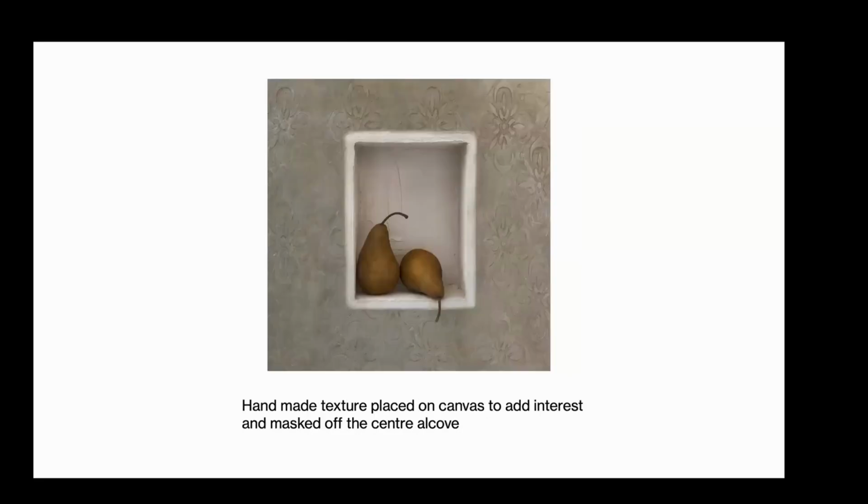Here we have another type of texture. I had made this out of a piece of plywood and used drywall compound with a decal pattern on the top. And I just applied it on top of this other textured background and masked it off to let the alcove show through.